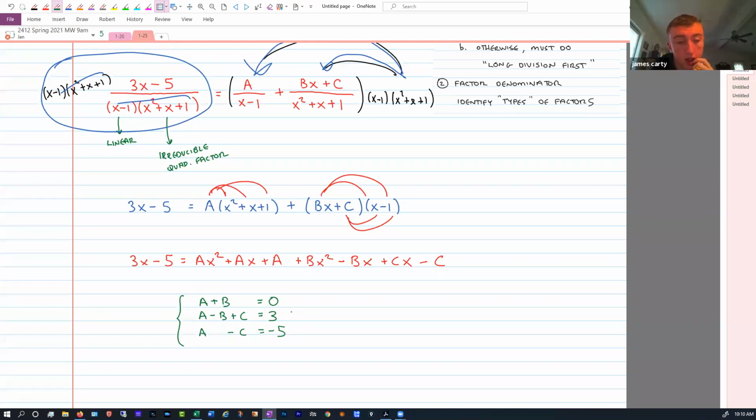I got the second one wrong, but I see what I did wrong. The third one, I got negative C equals negative 5. So I think what you may have missed is this A right here. Oh, yes. Because it doesn't have an x on it.